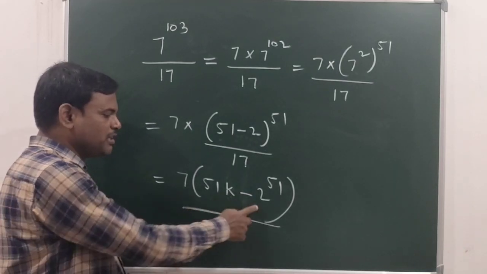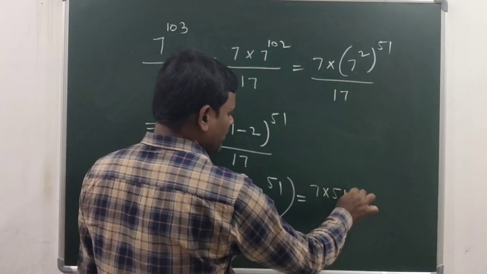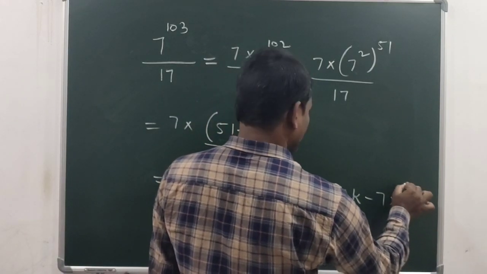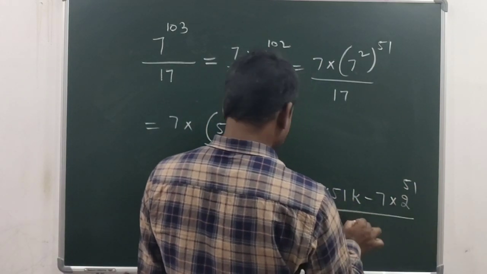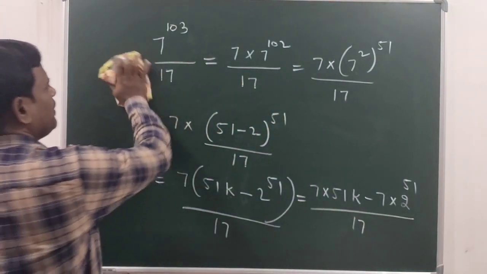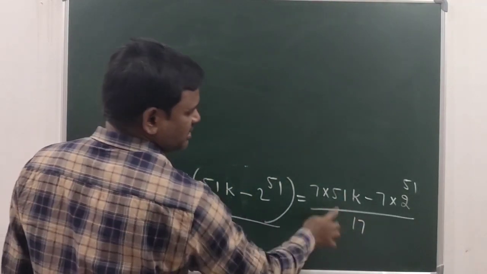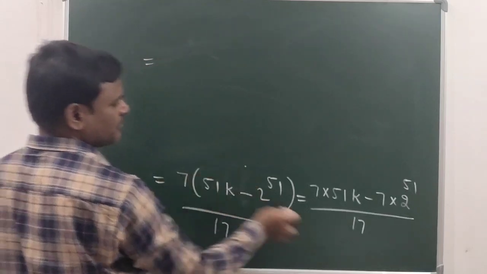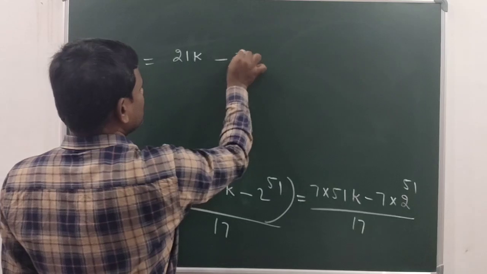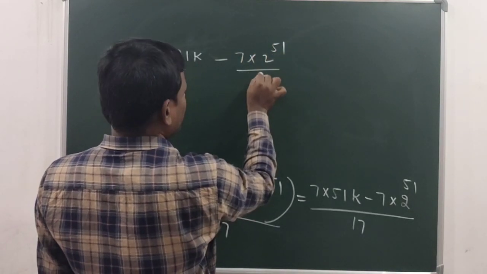Now multiply these two with 7, so that 7 into 51k minus 7 into 2 power 51 by 17. Okay, now simplify that. Here 7 ones are 7, 7 threes are 21, so here 21k minus 7 into 2 power 51 by 17.